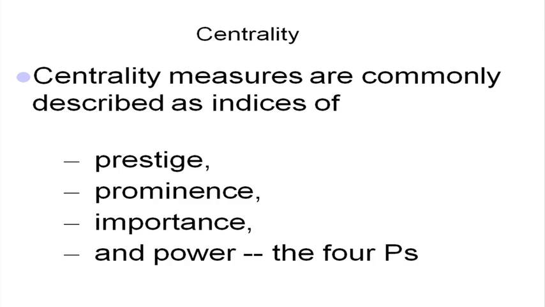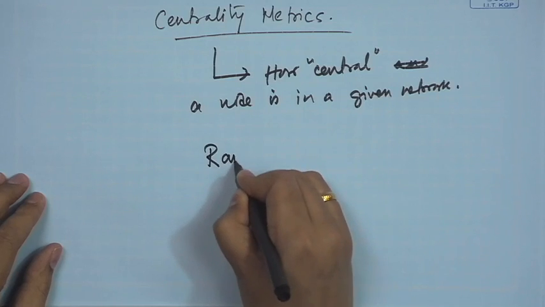you want to estimate centrality in terms of these 4 quantities, these 4 P's: prestige, prominence, importance, and power. These are the 4 pillars of measuring centrality. So, you want to identify prestigious nodes, prominent nodes, powerful nodes, and important nodes. All of them more or less mean similar things if you think carefully. So, we have to have quantitative measures to identify such central nodes, and this is actually important in various ranking experiments.